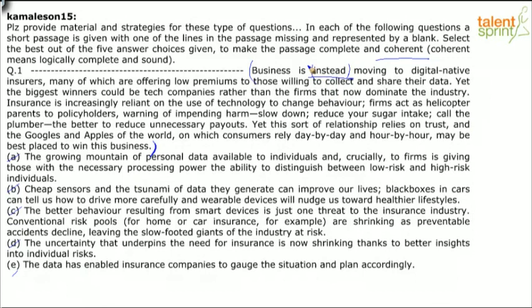Business is instead moving to digital native insurers, many of which are offering low premiums to those willing to collect and share their data. Yet the biggest winners could be tech companies rather than the firms that now dominate the industry. So basically this whole thing is talking about insurance, right? Insurance is increasingly reliant on the use of technology to change behavior. Firms act as helicopter parents to policyholders, warning of impending harm. So they've given some examples. Slow down, reduce your sugar intake, call the plumber, the better to reduce unnecessary payouts. Yet this sort of relationship relies on trust and the Googles and Apples of the world on which consumers rely day by day and hour by hour may be best placed to win this business.